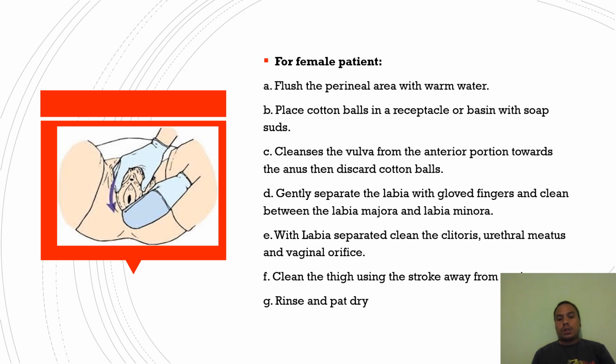For example, for postpartum or surgical patients. And with the labia separated, we need to clean the clitoris, urethral meatus, and the vaginal orifice so that we are able to observe any unusual findings in this area. And then after which we need to clean the thigh using strokes away from the perineum so as to prevent contaminating the clean area.